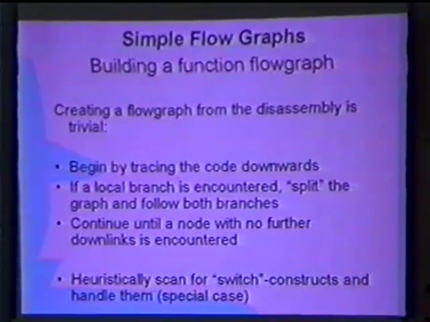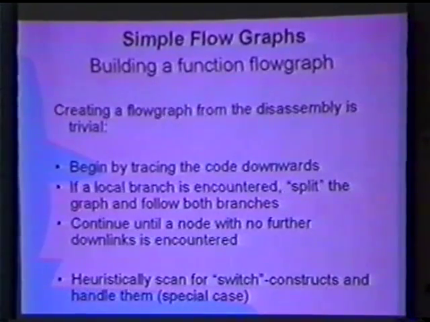But luckily for us, building a function flow graph is really easy. You pretty much start at the beginning of a function and trace the code downwards, and whenever you encounter a local branch, like a jump, a conditional jump, or an instruction which is the target of a jump, you split the graph. So you have a sequential bit of code, you parse it down, you encounter a branch, and now there are two ways you could follow. So you follow both ways recursively, and you continue until you find a node which does not have any further downlinks.